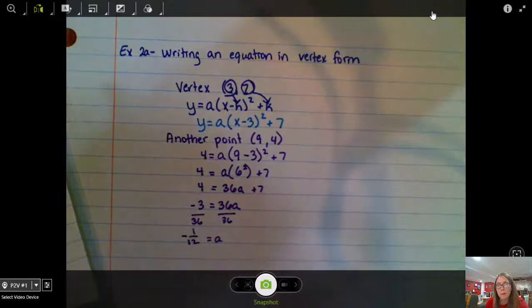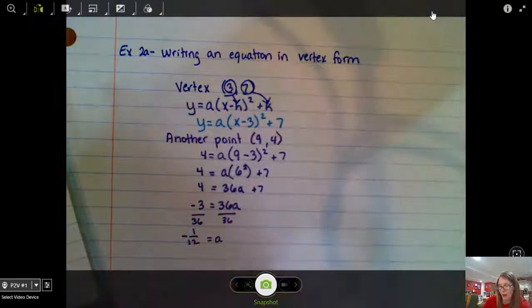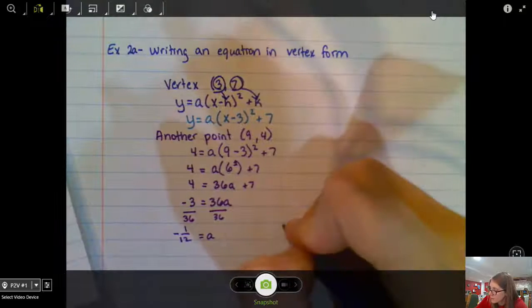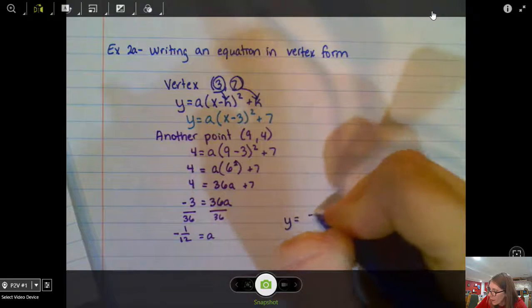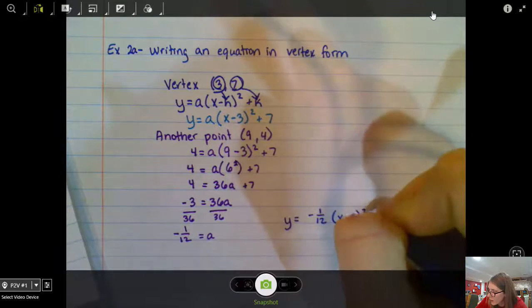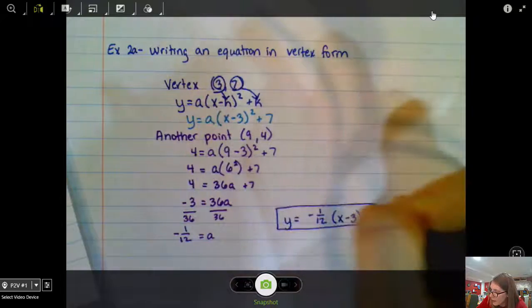Now we really have all the information we need to get our equation in vertex form. I know a now, we know h, we know k. And again, our function should have an x and a y in it. So put this all together. y equals negative 1/12 times (x minus 3) squared plus 7. That is my function in vertex form.